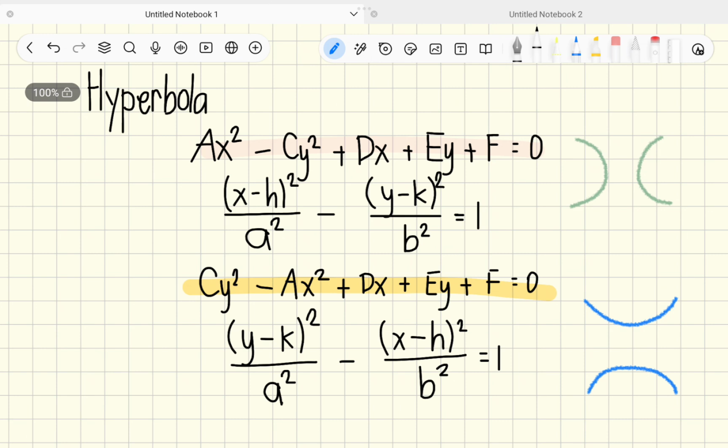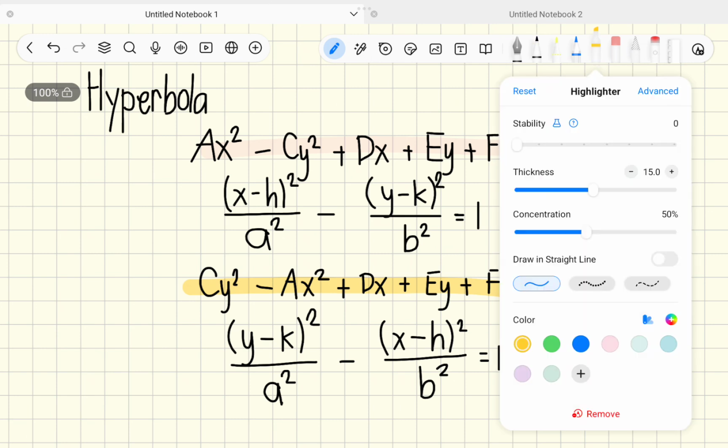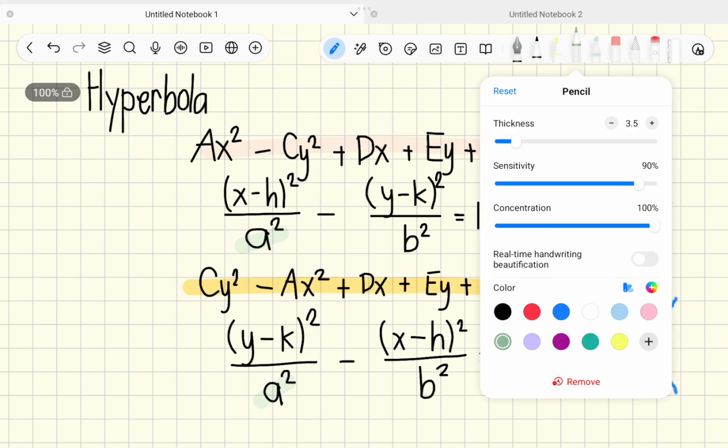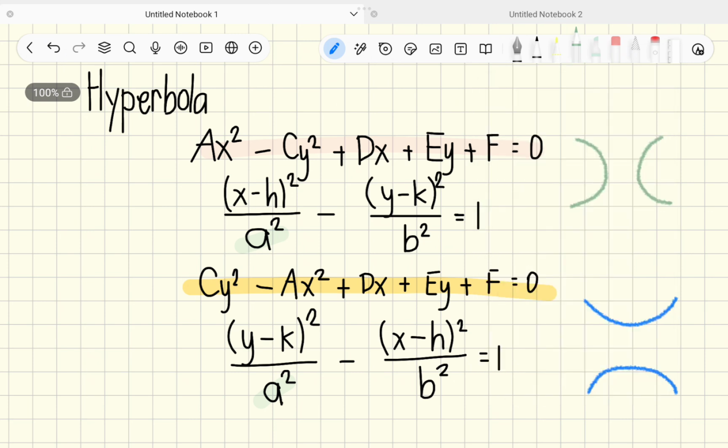Okay, what does a represent? A represents the distance from the center to your vertices. So a is to the vertices. And then b refers to the co-vertices.